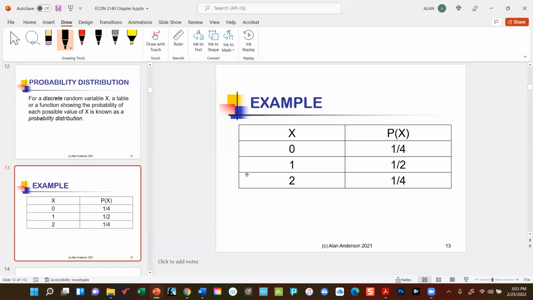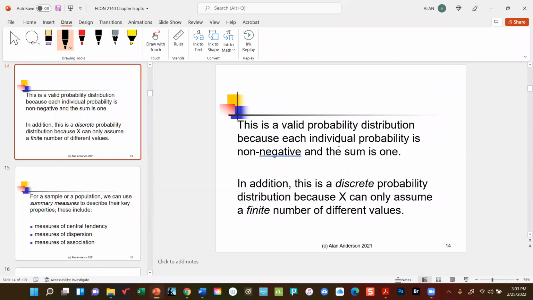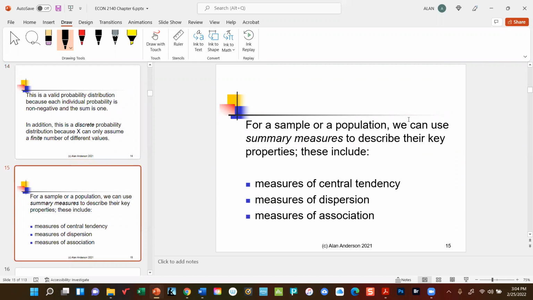Now, to summarize, this is the probability distribution that we created. No problems there. We already know that it's valid because the individual probabilities are non-negative. The sum is 1. Right there, you can see the first two axioms of probability are being obeyed. And you might recall that with samples and populations, we often used summary measures to describe their key properties. We learned 3 of them, as a matter of fact: measures of central tendency, measures of dispersion, and of course, measures of association.